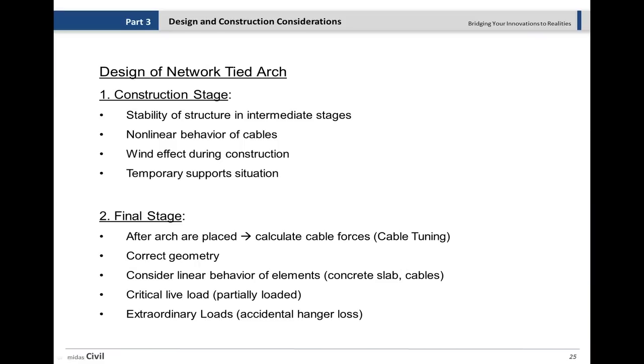Okay, so because during the construction we have only those two supports, there is not enough stability for the structure to take care of itself. So we have to be worried about that part.